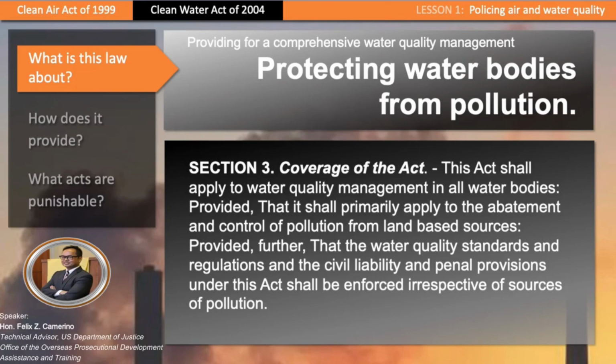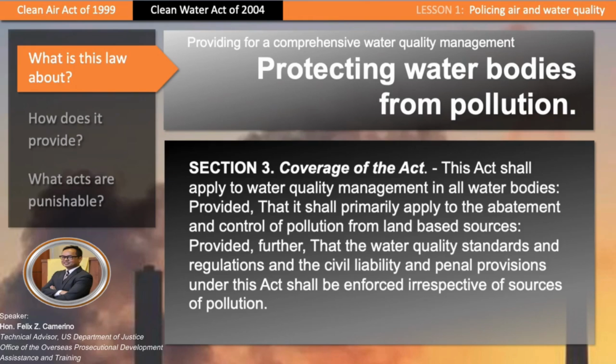So besides pollution from land-based sources, as part of the scope, it's also talking about the application, primarily the application of the abatement and control of that land-based pollution. So that's part of the coverage.